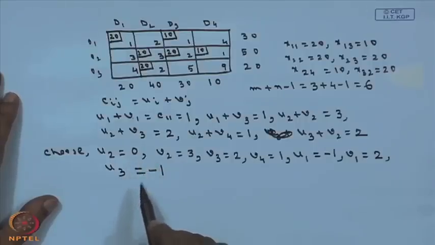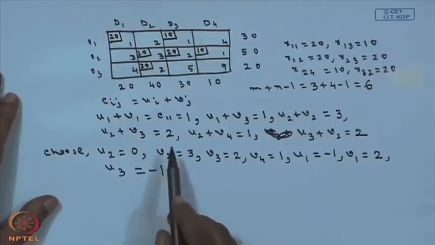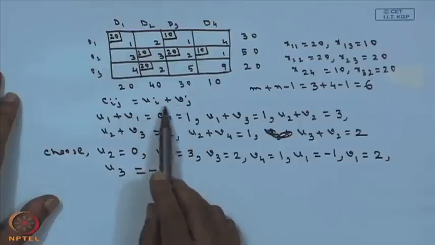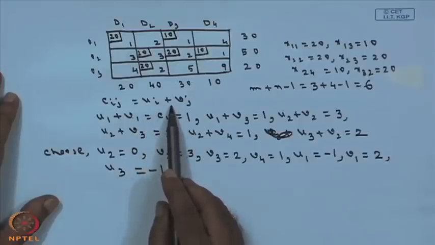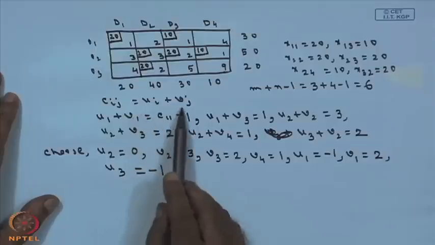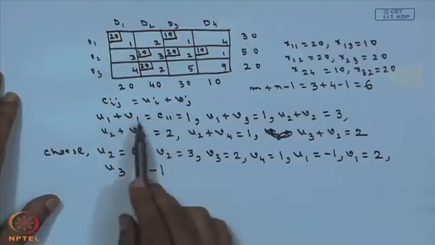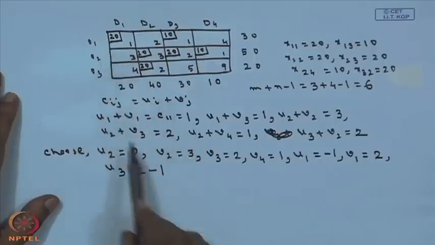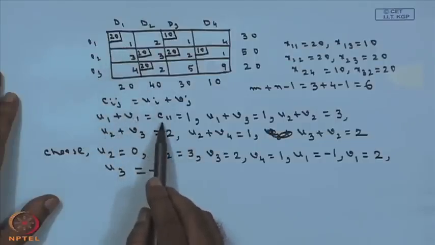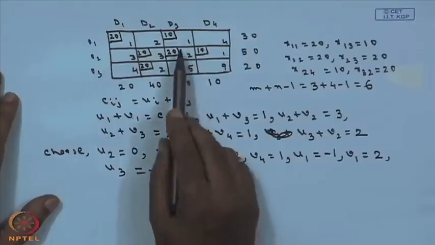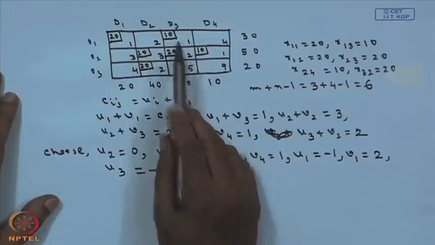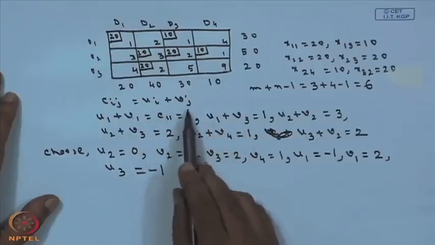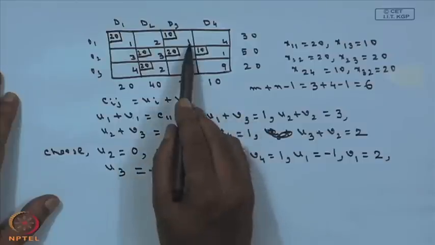Please check once more what you are doing. You have the formula Cij equals Ui plus Vj. So, for the occupied cells only you have to write down the equation. For the first occupied cell 1 1, you write u1 plus V1 equals C11, whose value is 1. Similarly, for the next occupied cell 1 3, u1 plus V3 equals the corresponding cost 1.